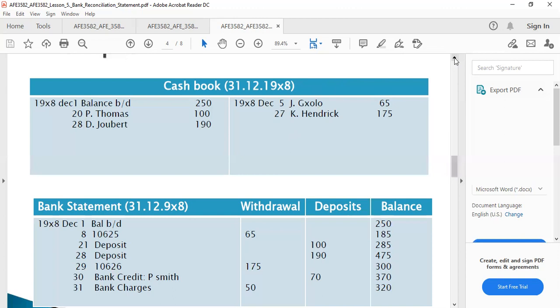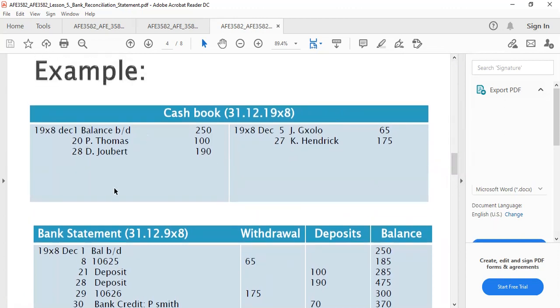Another thing that I want to tell you, if you can write it down: the amounts appearing on the debit side of your cash book, but not appearing on the credit side of your bank statement, are known as outstanding deposits. Okay, I've got it.